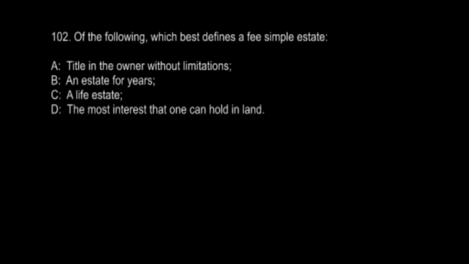102. Of the following, which best defines a fee simple estate? A, a title in the owner without limitations; B, an estate for years; C, a life estate; D, the most interest that one can hold in land.